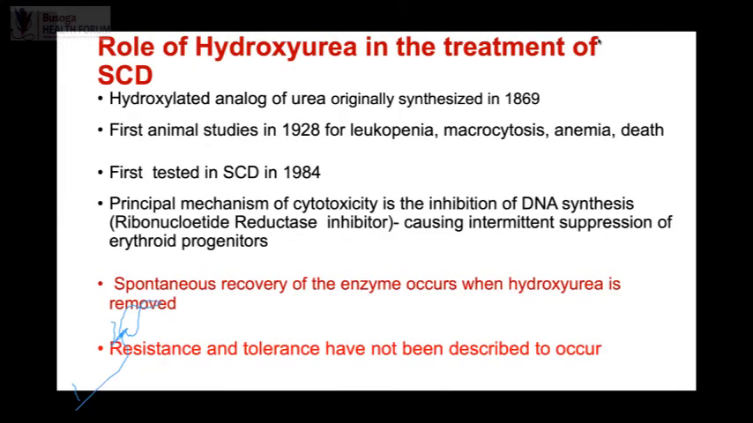I want you to become comfortable using it in children and adults with sickle cell disease. It has been here since 1869, when it was used for the treatment of chronic myeloid leukemia, and it was first tested for sickle cell disease in 1984. So it has been here for a very long time. It's probably older than some people on this webinar, okay? So it is a safe drug that has been used for some time.